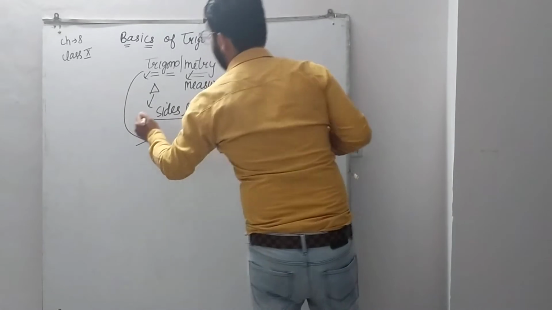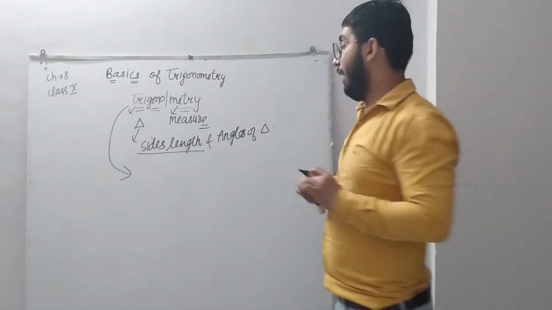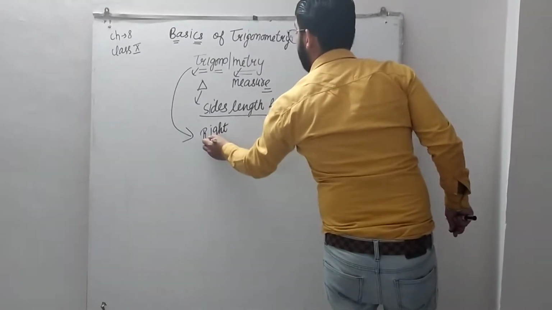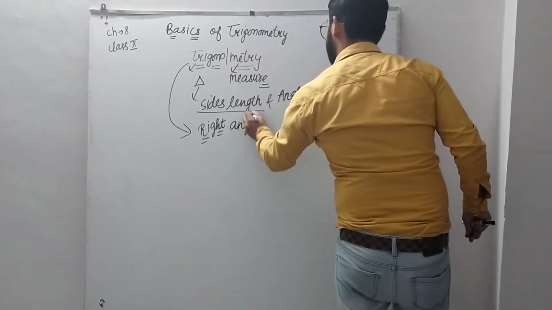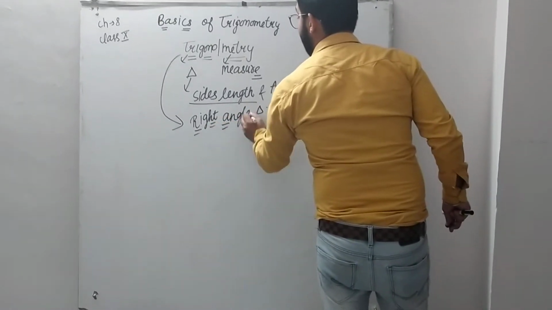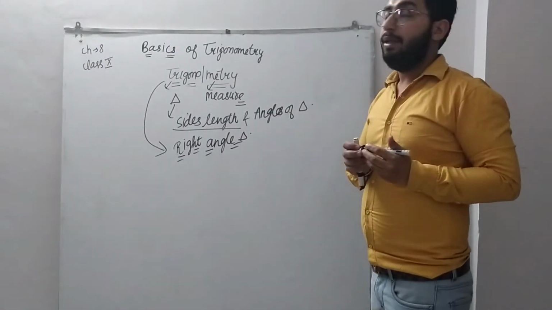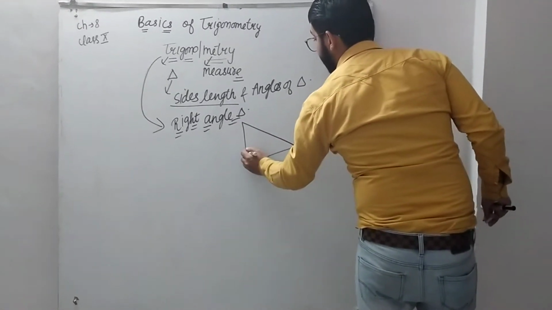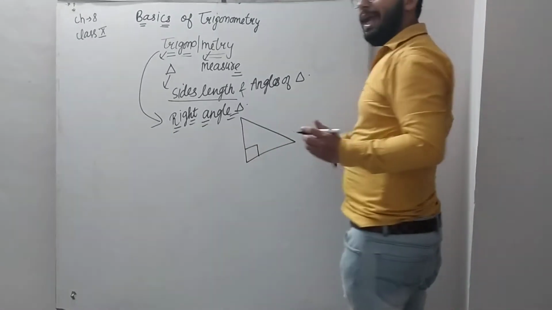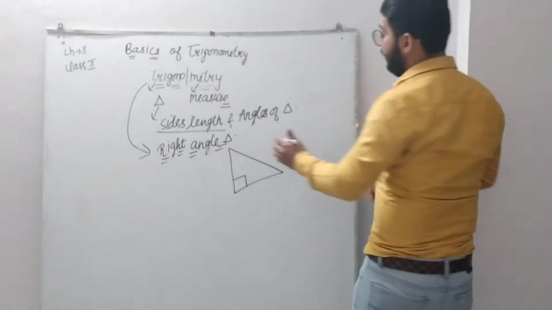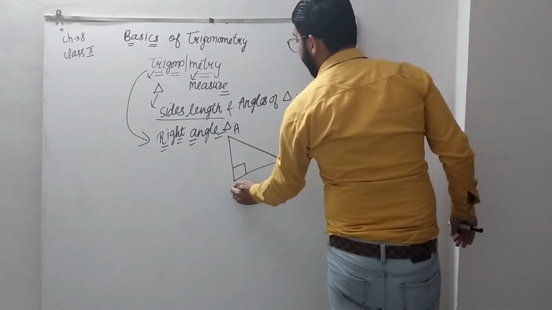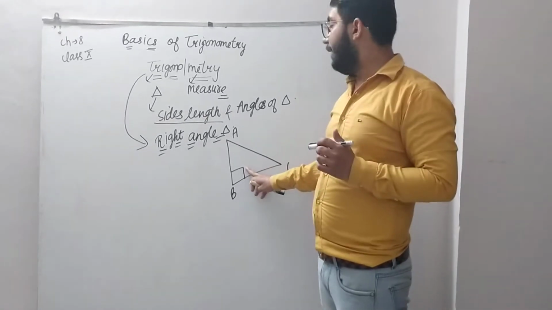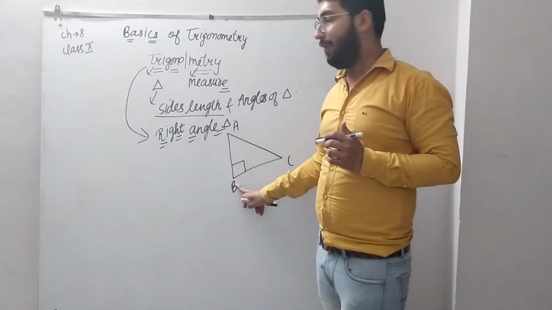Trigonometry is basically applicable in the triangle called a right angle triangle. Let us understand what a right angle triangle is. A right angle triangle is a triangle in which one angle is a right angle, that is, one angle is 90 degrees. Let the triangle be named A, B and C, with the 90 degree angle at point B.